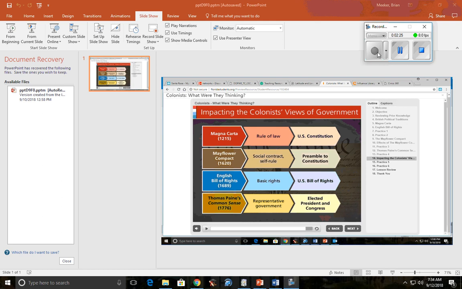Thomas Paine's Common Sense was a series of articles that inspired the Declaration of Independence. It was written in 1776, and it supported the people electing their own president and electing their own Congress.